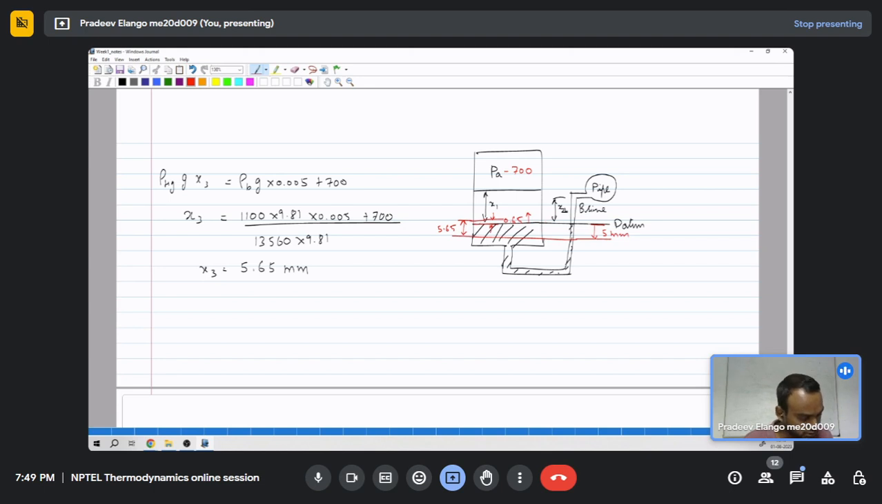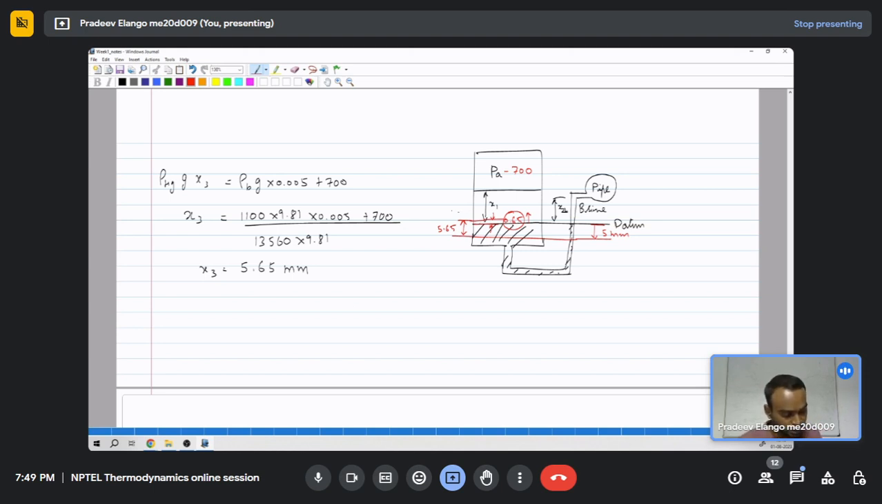So earlier the datum was here, mentioned by black, and on the right side it dropped by 5 mm, and we consider that as a new datum. And on the left side we saw the mercury level is 5.65. So that means when compared to the original case we have increased by 0.65 mm.